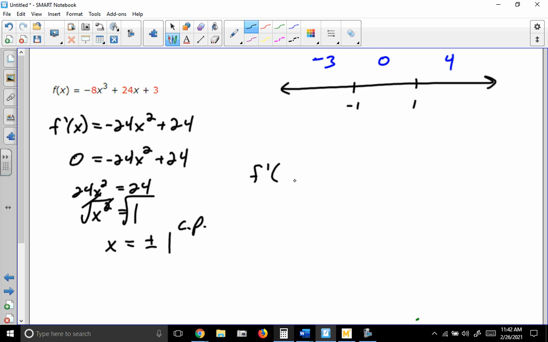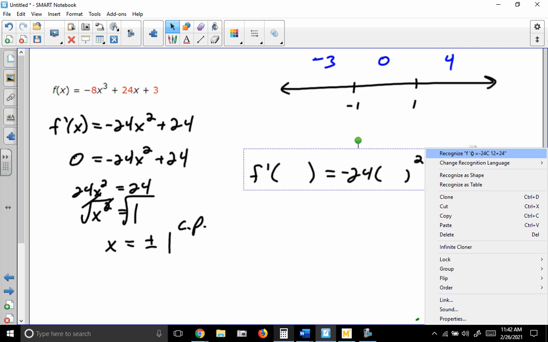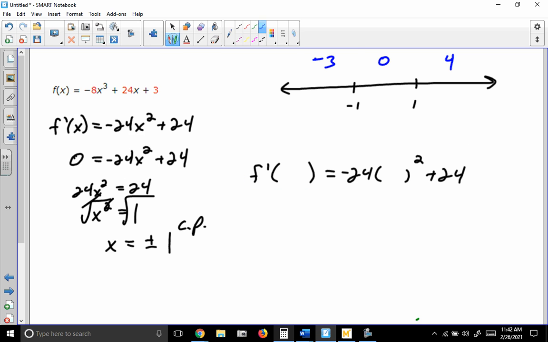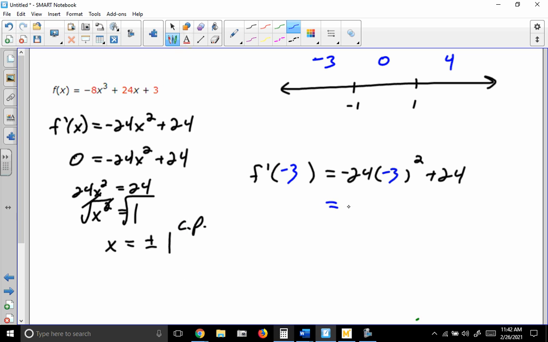So let's look at what happens when we plug each of these values in. So let's do this. So if we substitute a -3 in, -3 squared is 9 times -24. And when we add +24 to that, that's still going to be negative. So here our first derivative is negative. Negative slope, so we're decreasing in the first interval.